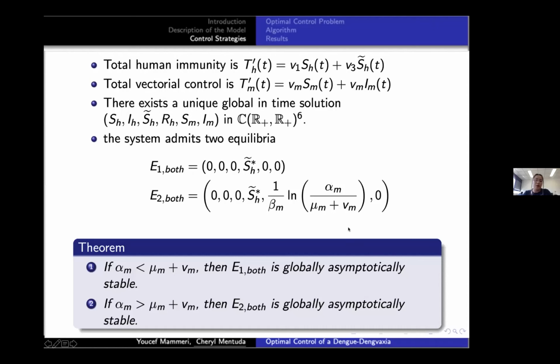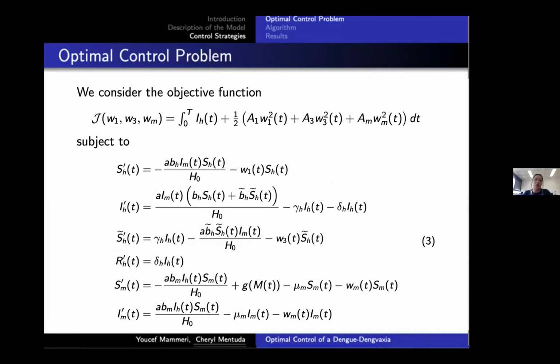theorem: we can show that the first equilibrium is globally asymptotically stable if alpha M is less than mu M plus VM, and the second equilibrium is globally asymptotically stable if alpha M is greater than mu M plus VM. So from these control strategies, we use this as a basis for our optimal control, but we have to take note that in our control strategies, V1, V3, and VM are parameters.